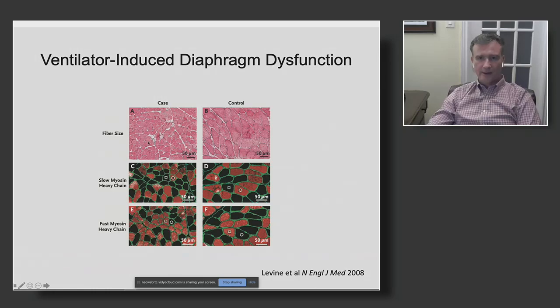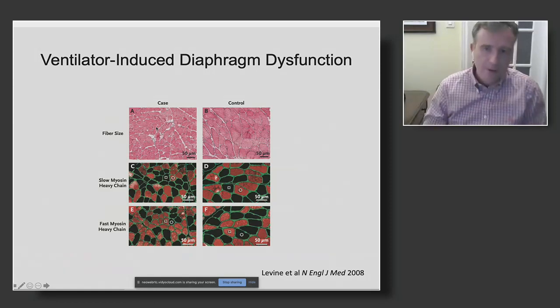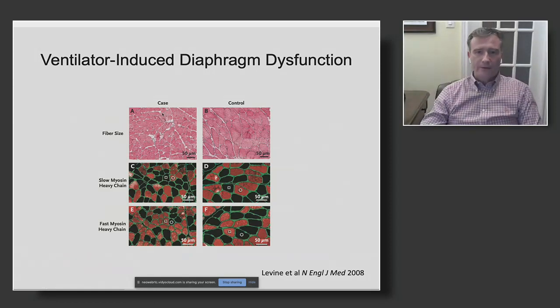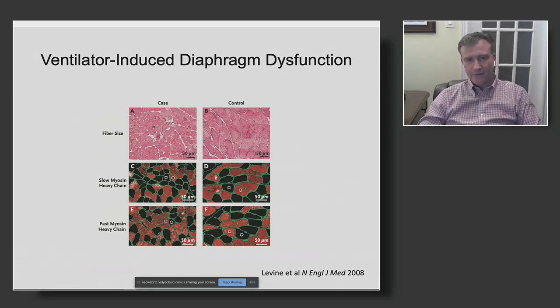As a consequence of that, we have to try to maintain diaphragm activity. This atrophy seems to develop because of inactivity of the muscle, and consequently putting someone on a ventilator and taking over all of their work of breathing results in a rapid disuse atrophy.